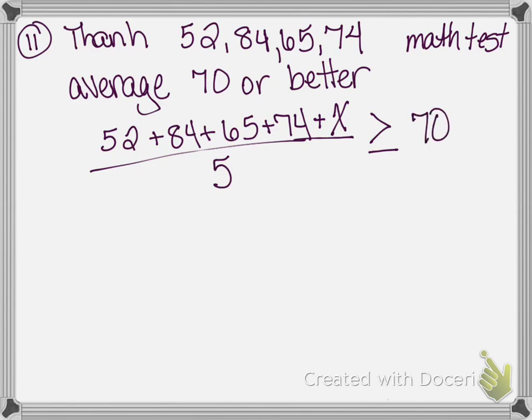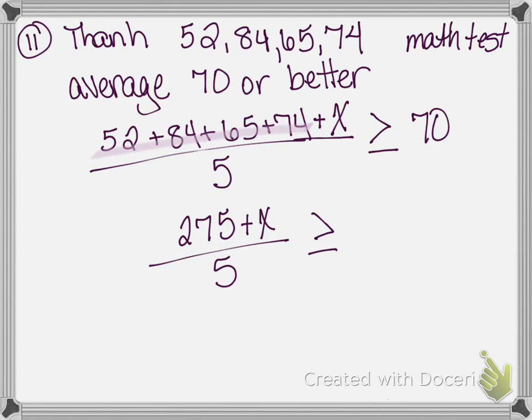70. Okay? Now, this is where students make mistakes. Students almost always add these up and they do fine with that. So if I add all these together, I get 275 plus x over 5. And that's greater than or equal to 70. How do I get rid of that 5? I can't divide. I'm going to multiply. So I'm going to multiply by 5 over 1.